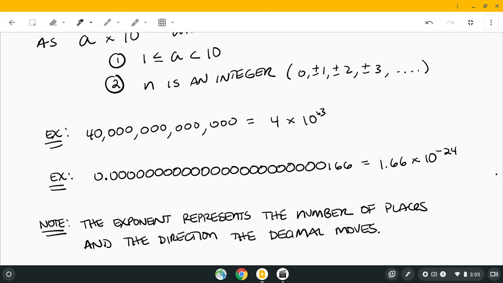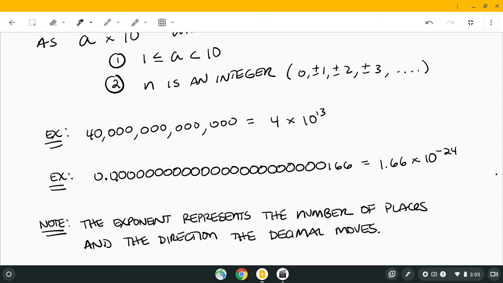We'll use positive numbers, positive exponents. Okay, so here, on the other hand, this is a number that is less than 1. And so when we rewrite it, it will use a negative exponent. And again, we want this number to be a number that's between 1 and 10.